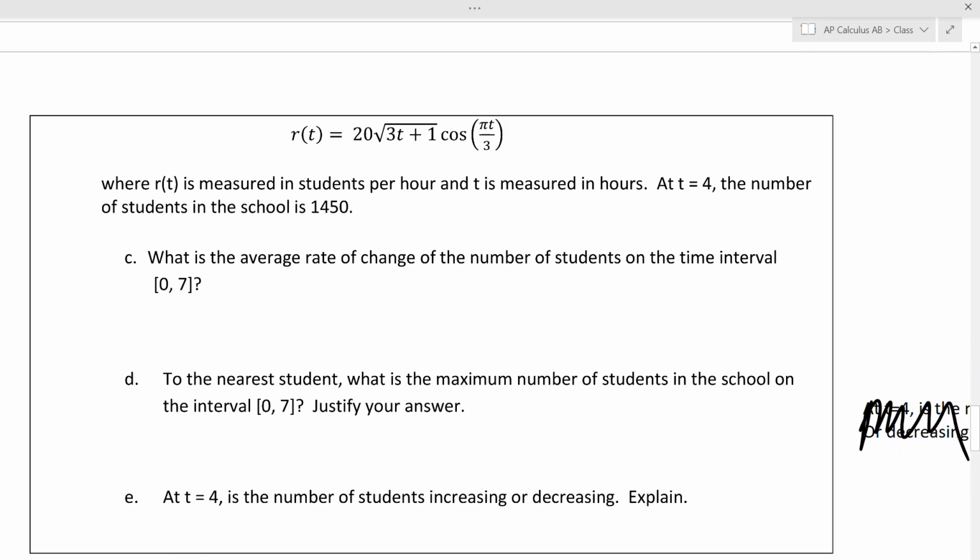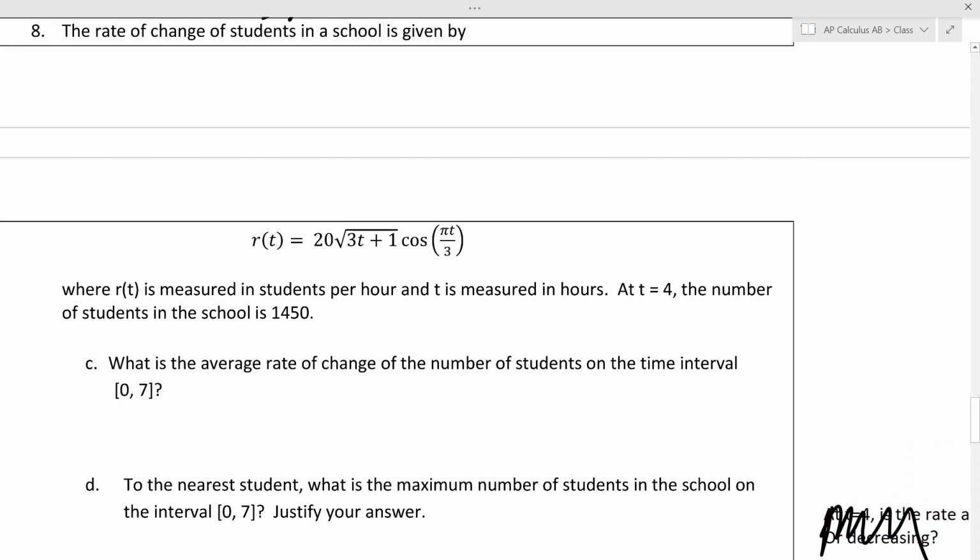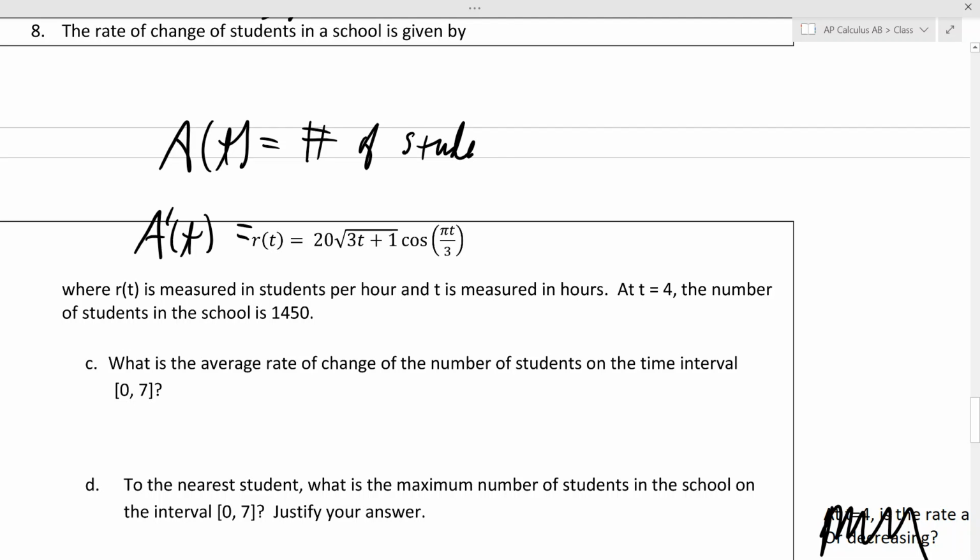R of t is measured in students per hour. At t equals 4, the number of students in the school was 1450. So, again, before we even look at any of these questions here, in your head you should be thinking, all right, this is the derivative of the number of students, which I'm going to call A of t. So the derivative of it is that. So if A of t equals the number of students at any time in hours, then A prime of t is the rate of change of students.